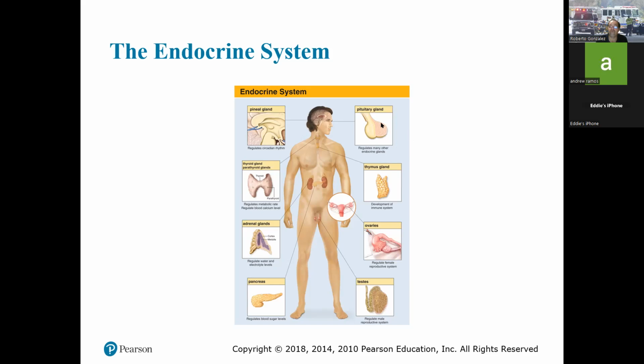So the back portion controls certain things and it releases them to the blood. Sometimes it goes directly into the ducts itself, but it's usually floating around. You have your thyroid gland.